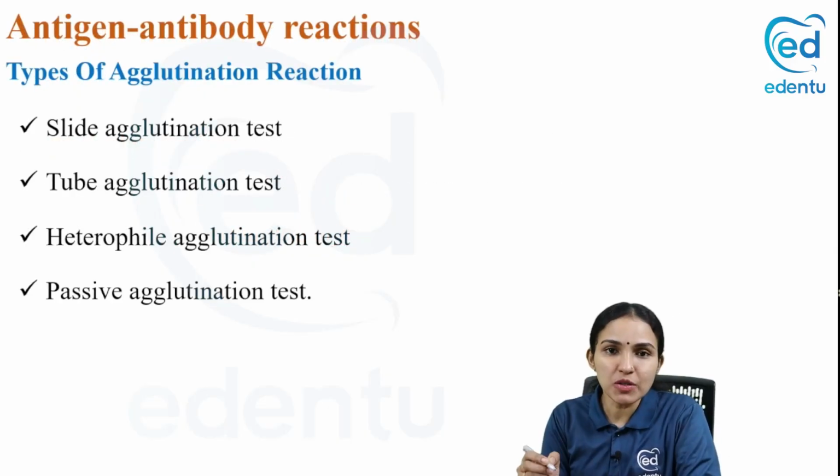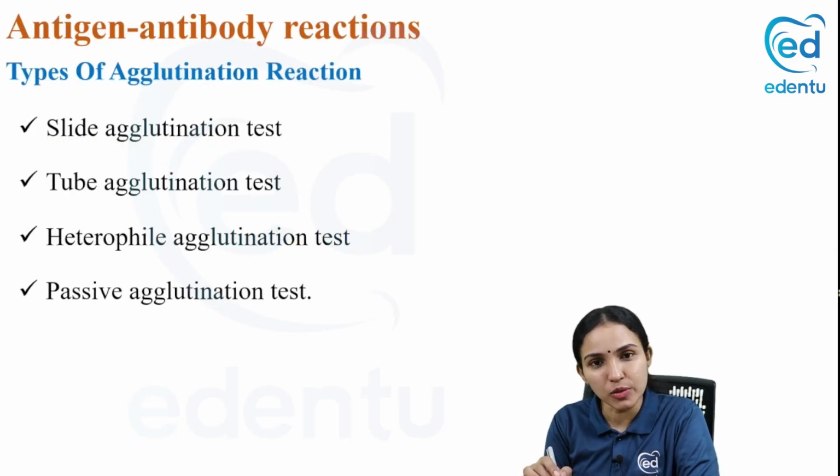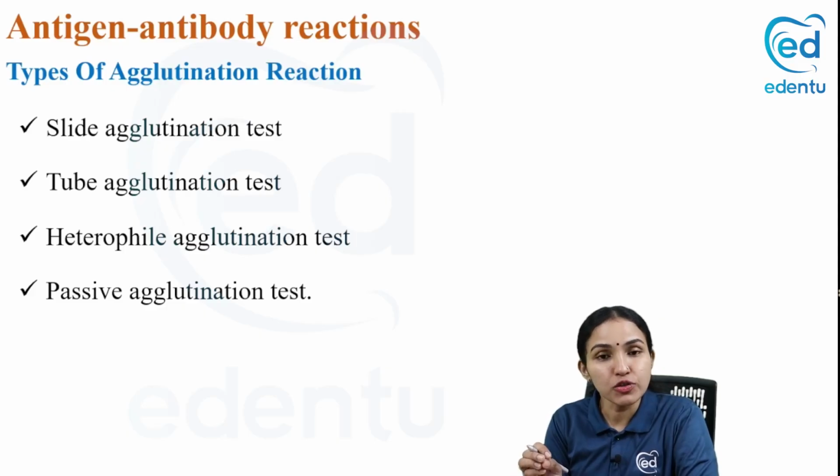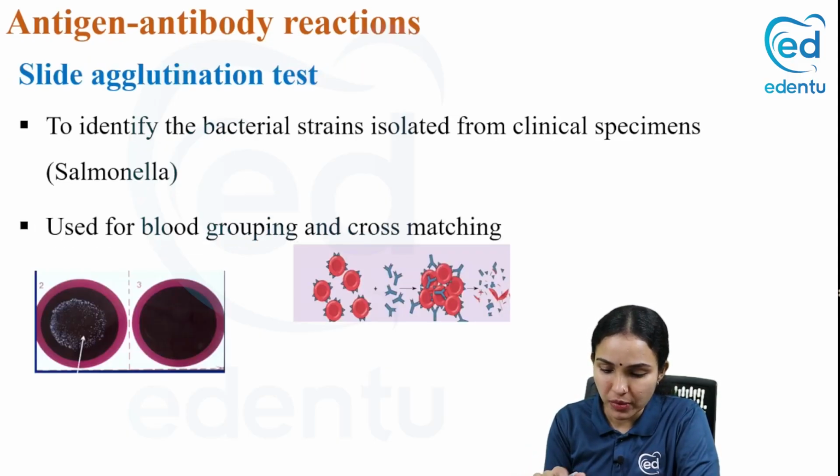So we'll see the types of agglutination reaction. We have mainly four types. One is the slide agglutination test, where you do the agglutination on a slide. Tube agglutination test, you perform it in tubes. Heterophile agglutination test and passive agglutination test. We'll see what each of them are.